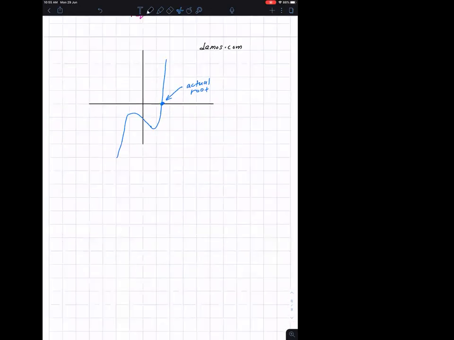Another example, using Newton's method or Newton-Raphson's method, they're the same. Find the smallest positive root.